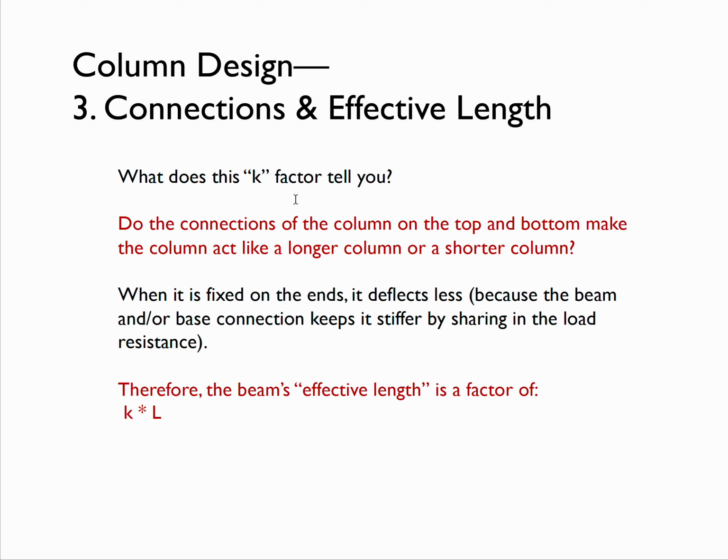It tells you essentially, based on the connection, whether the column will act like a longer or a shorter column. So when it's fixed on the ends, it deflects less. Therefore, its effective length is what we're really after. So its effective length, this K factor, is always multiplied times its actual length. When you're working with structural engineers and you're working on a column, they will talk about the KL. The KL essentially means your column and how it's connected.